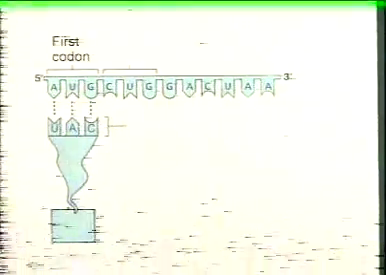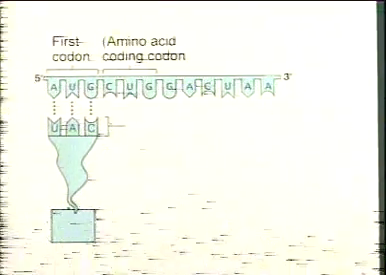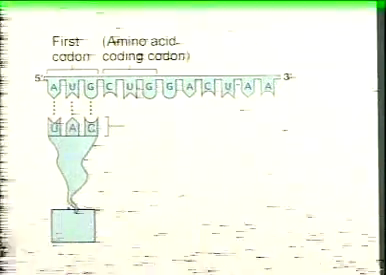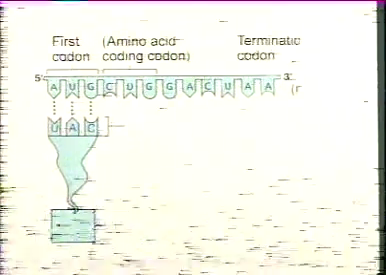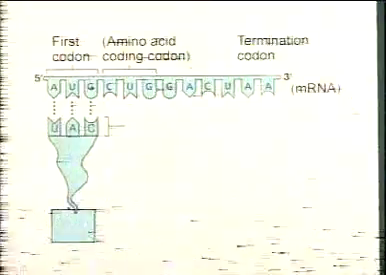Now, the messenger RNA has, first, ribosomal binding sites that contain the AUG triplet codon, which is called the starting or initiation codon. Secondly, it contains amino acid coding codons. And thirdly, it contains a termination codon, UAA, present at the end of the messenger RNA. Mostly, the messenger RNAs have a length of about 900 to 9,000 nucleotides, coding for 300 to 3,000 amino acids.